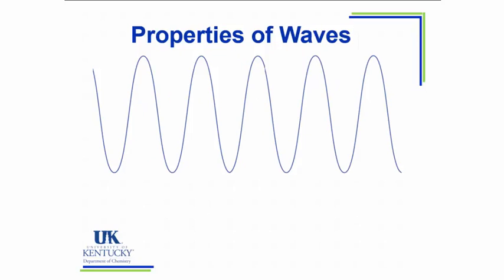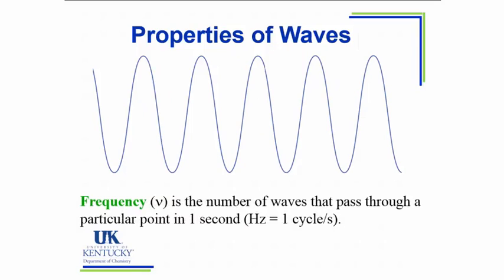So our next property we're going to discuss is frequency. Frequency is the number of waves that pass through a particular point in 1 second.